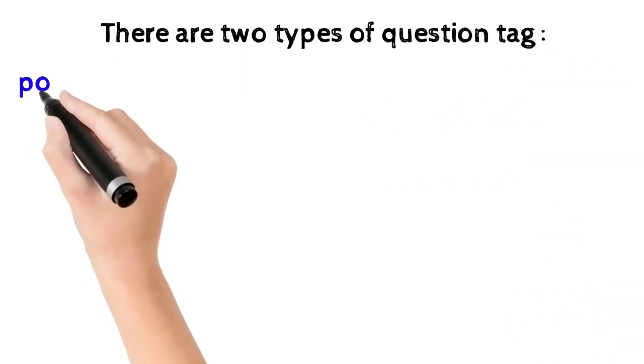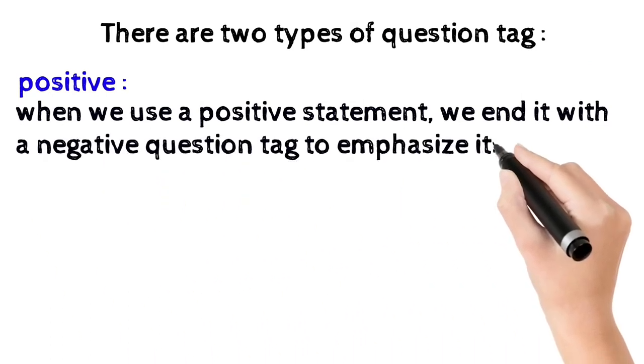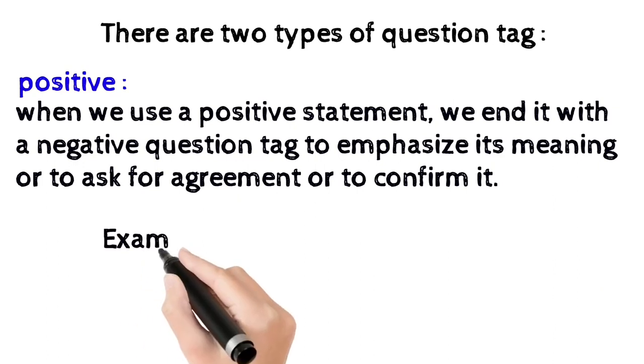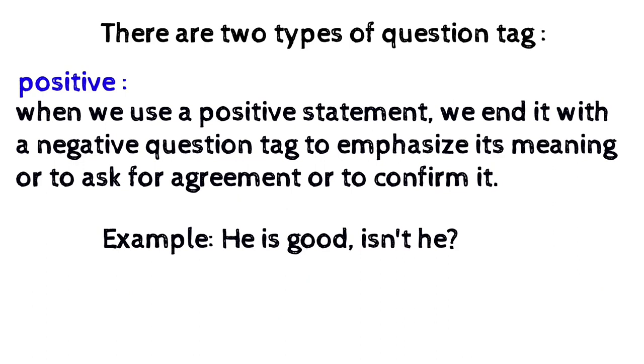So, there are two types of question tags. One is positive. When we use a positive statement, we end it with a negative question tag to emphasize its meaning, to ask for agreement, or to confirm it. For example, he is good, isn't he? We are confirming. The first part is positive, but the second, isn't he, is negative, asking in a negative way. He is not sure about it. That is why we say the first one, he is good, is positive.